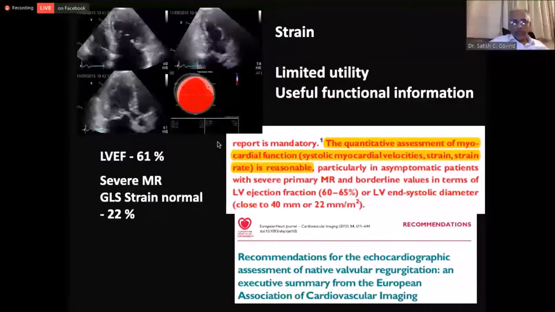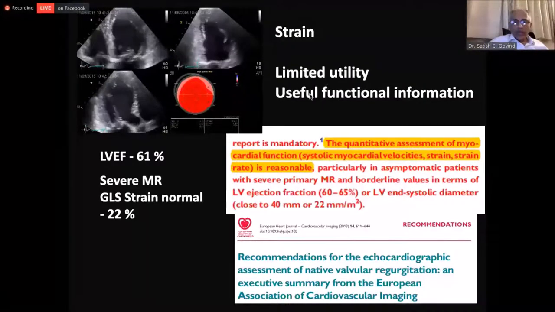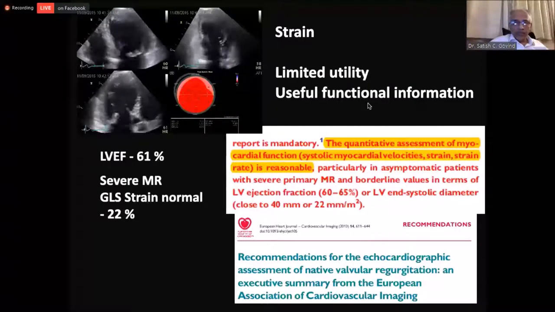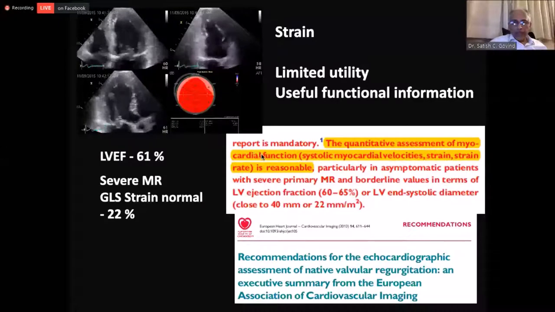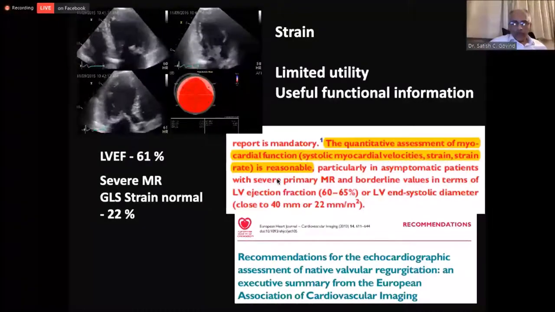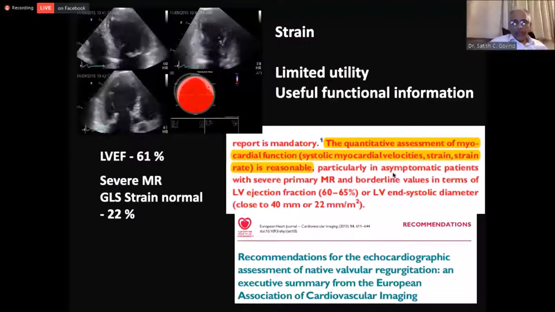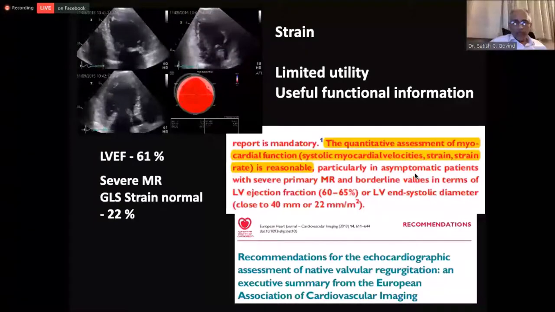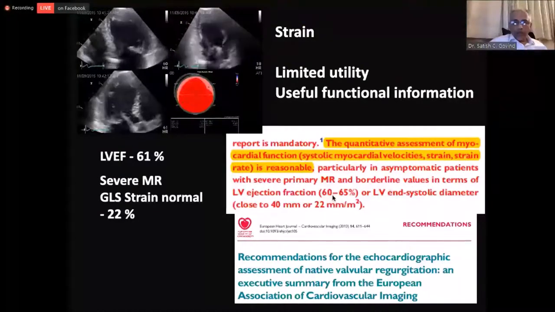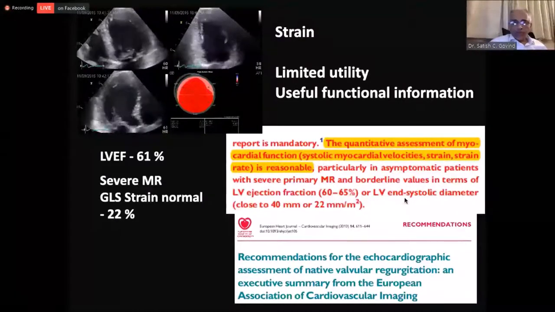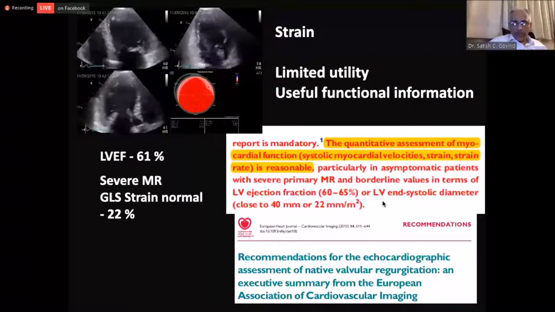Strain, the data are continuing to come. Again, limited utility, but gives us information in terms of functional information. So this is an example of a severe mitral regurgitation. And this is a document from the ESC, where they say that it is reasonable to do it in asymptomatic patients with severe primary MR, where there are borderline values, when you have 60 to 65, for decision-making. Also borderline LV end systolic diameter in terms of regurgitation, in terms of decision making.